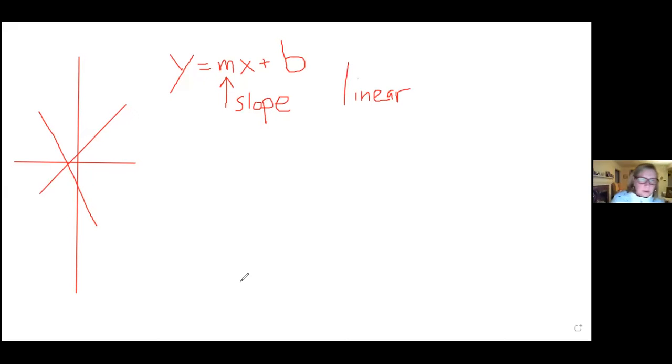So let's take this one. We're going to take a negative x plus y, and that's going to equal 1.